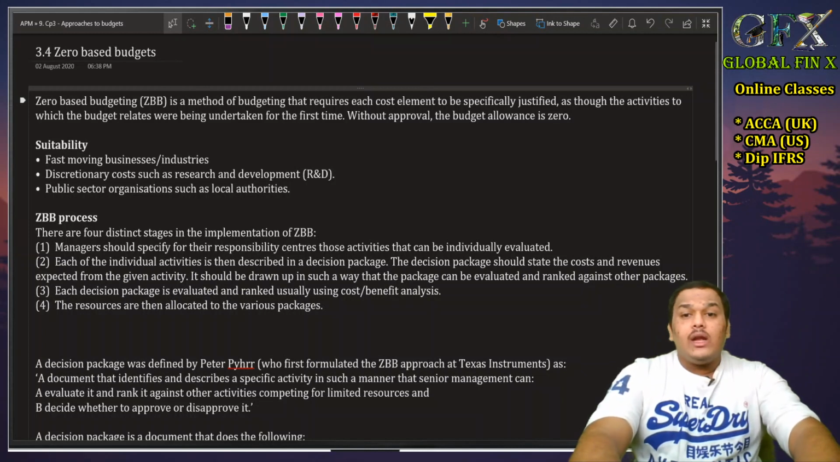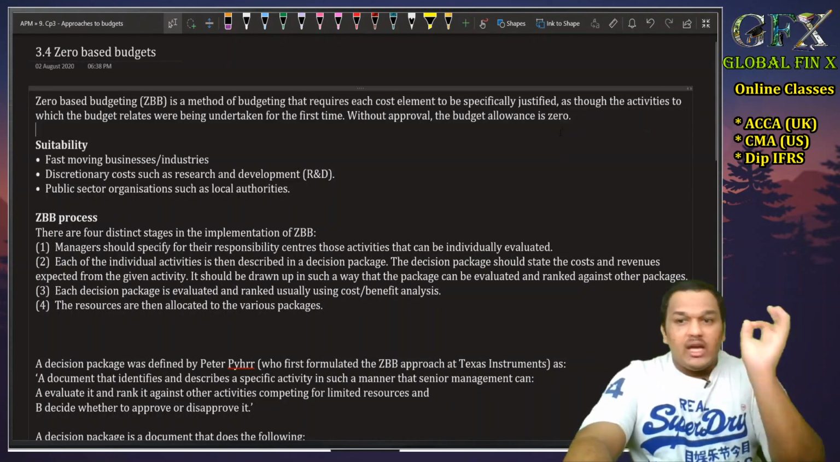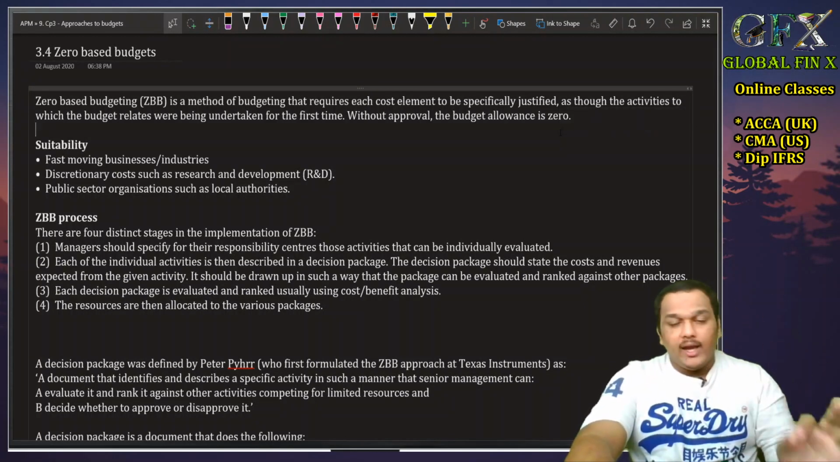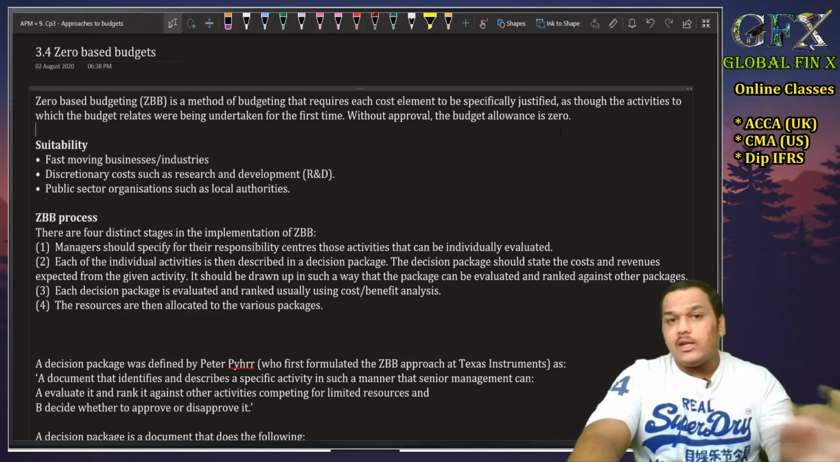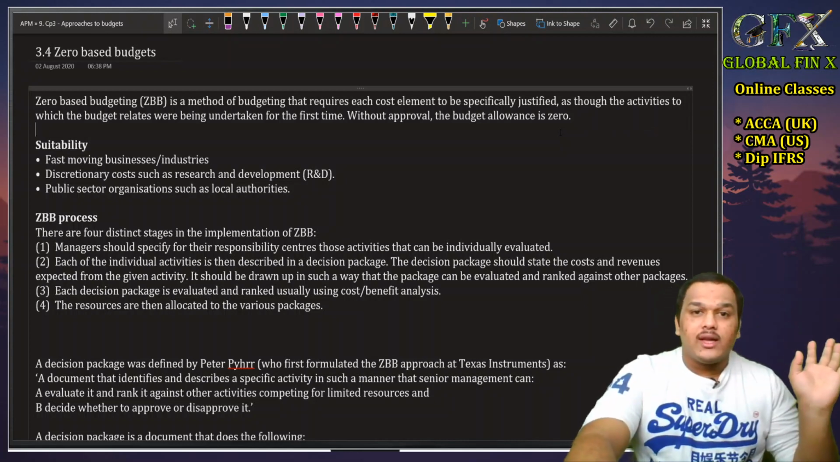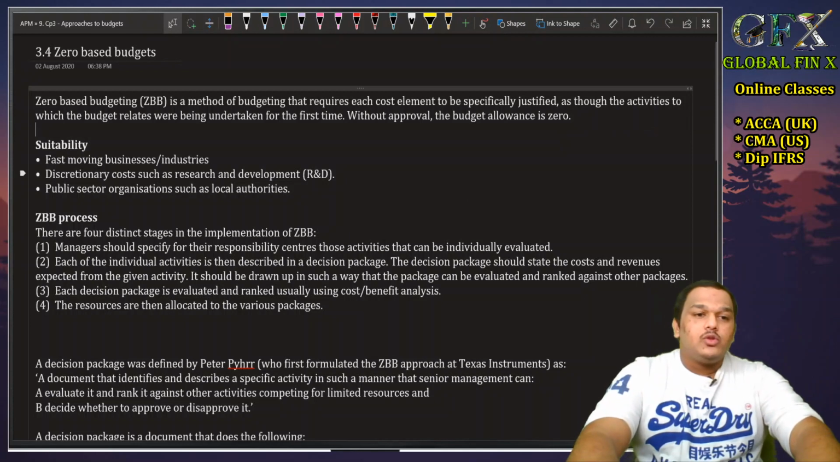And without approval, the budget allowance is zero. If there is no approval, there is no budget. If there is no budget, you should not spend on that. As simple as that. Suitability: it is suitable for fast moving businesses and industries. Discretionary cost can be there.